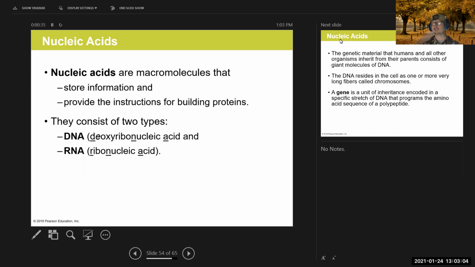Nucleic acids, like proteins and carbohydrates, are made up of monomers that eventually form polymers, so your longer chains of the organic molecule. For nucleic acids, we have two different types. One is DNA, which is deoxyribonucleic acid, and the second is RNA, ribonucleic acid. And these nucleic acids differ in the sugar molecules that are part of their general structure.